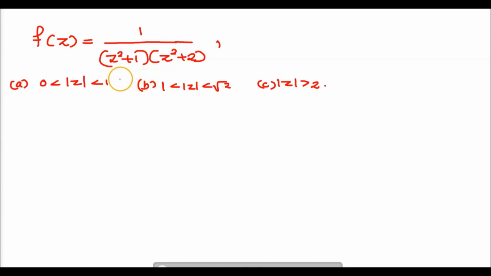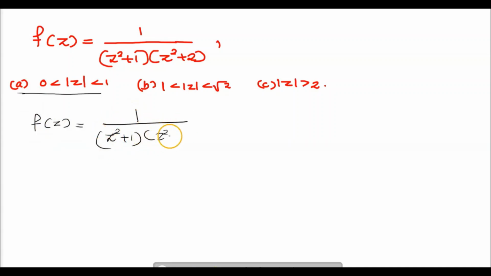In this video, I am going to expand the function 1 by (z square plus 1) into (z square plus 2) in Laurent series, for the given regions A, B, C. First of all, let's take the region A: 0 less than mod z less than 1. F of z is given by 1 by (z square plus 1)(z square plus 2).